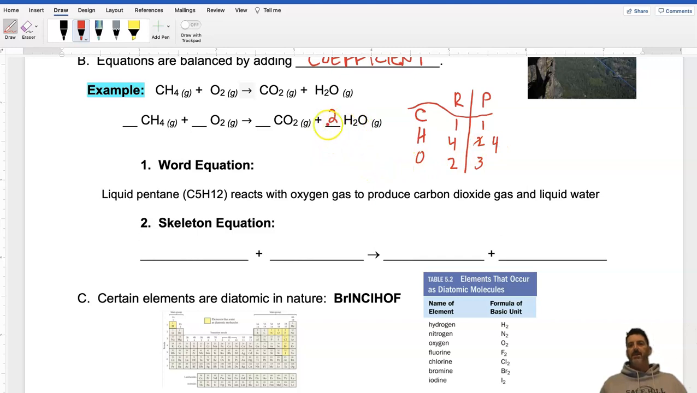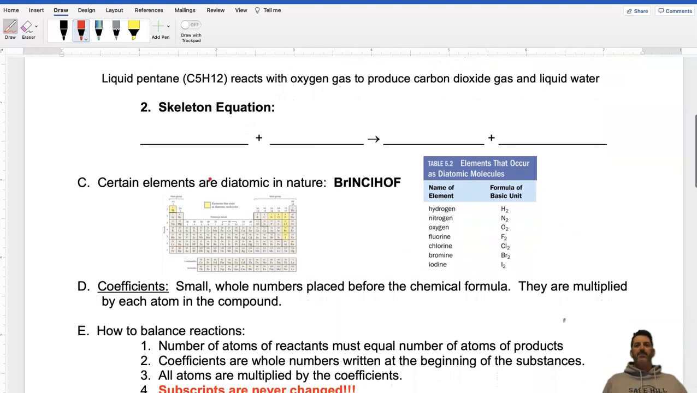But now I've changed my oxygens. Now I have 2 times 2, so I have 4 oxygens on the product side, but I only have 2 in the reactants, so I'm going to come back over here and add a 2, and now I have 4. Anytime I add a coefficient, it gets distributed to everything in that compound. So I have 2 times 2 is 4 hydrogens, and 2 times 1 is 2 oxygens plus another 2. That's where I get the 4 from. Again, the chart helps when you try to balance equations.